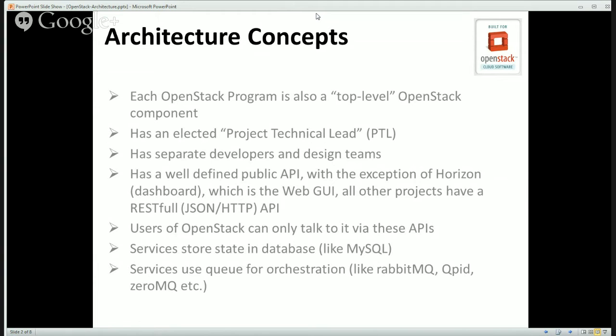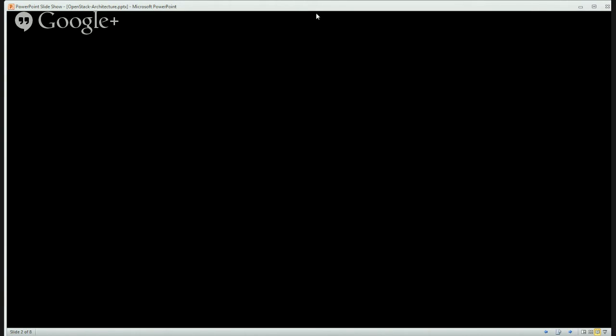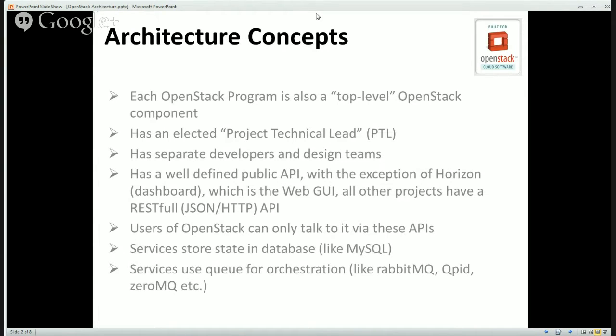For every project, there is a project technical lead who looks after that project. Every project has separate developers and design teams, and has a well-defined API, with the only exception of the Horizon dashboard, which is the web GUI. And in the backend, Horizon is also using the same RESTful API. All other projects are using the RESTful API, which is JSON over HTTP or HTTPS based. Users of OpenStack can only talk to it via these APIs. When we talk about the APIs, always keep in mind we are talking about the REST API.